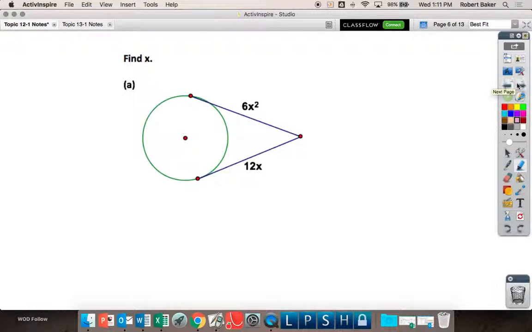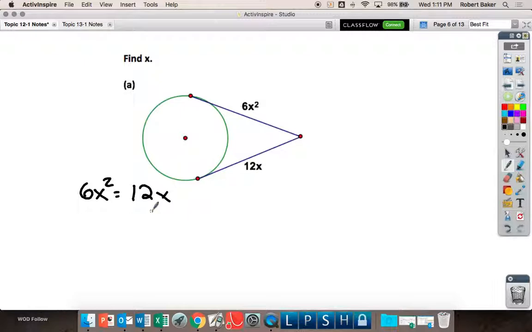Here we go. We have two tangent lines, and we have a length of two tangent lines. What is the mathematical relationship between those two lines? They are equal to each other. So, it is mathematically appropriate to say that 6x squared is equal to 12x. Now we're using geometry to do algebra. What is x?